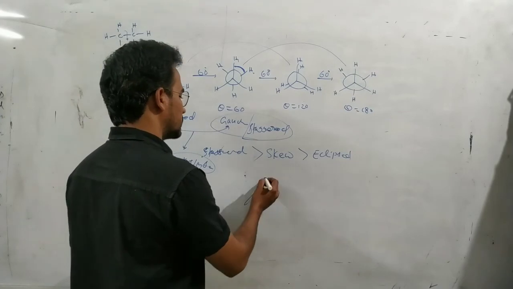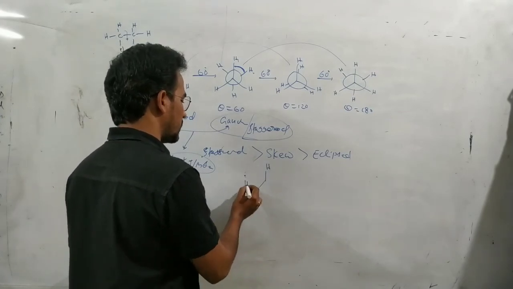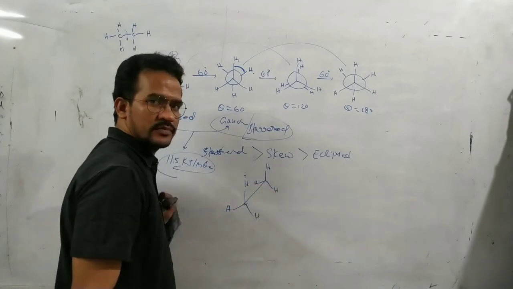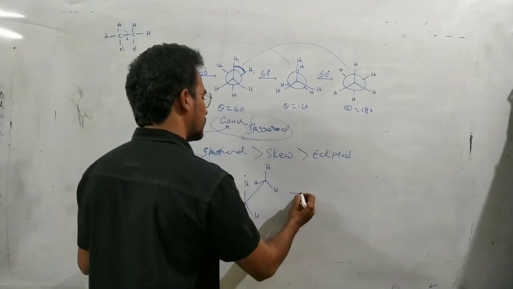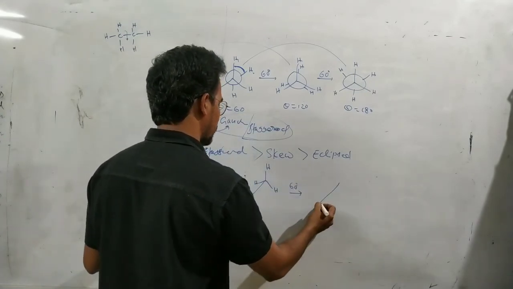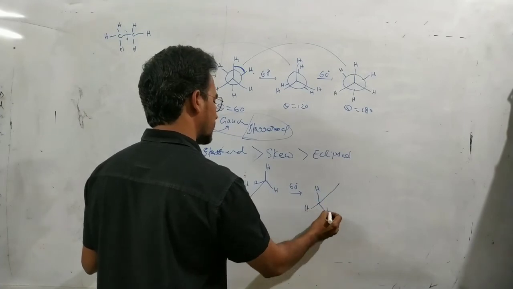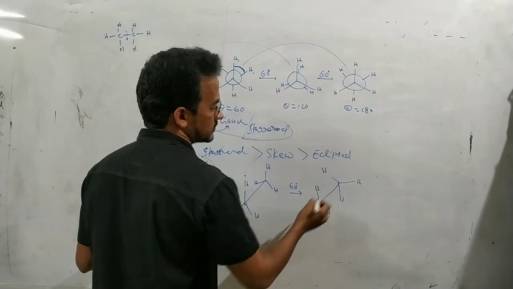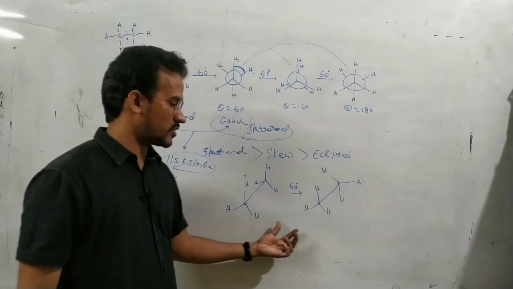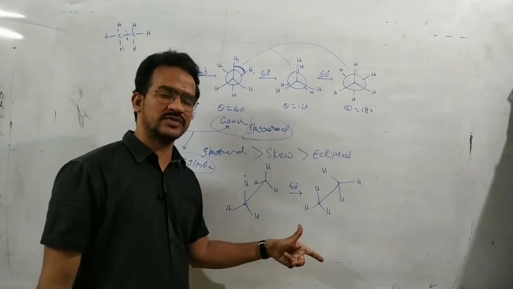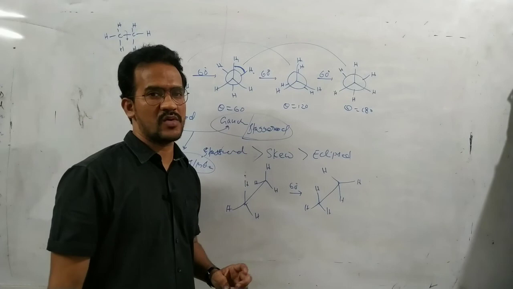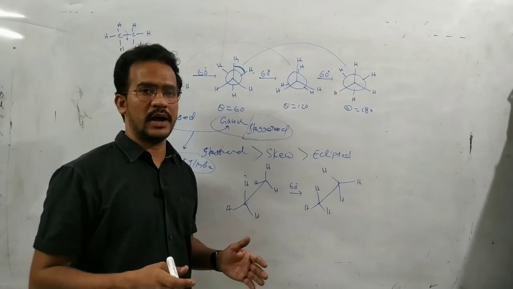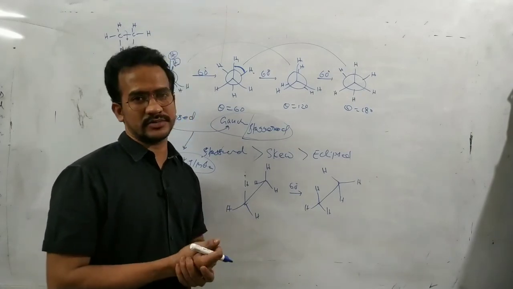Now we can write the conformations like this, using Sawhorse projection formula. Ethane: this is a hydrogen, this is a hydrogen. It is the eclipsed conformation. Now rotating 60 degrees, here a hydrogen, this is a hydrogen. Rotating 60 degrees again, here a hydrogen, this is a hydrogen. That is the Sawhorse projection formula. We can write the Sawhorse projection formula for butane also. So that is about the conformational isomerism of ethane, butane, and ethane derivatives.